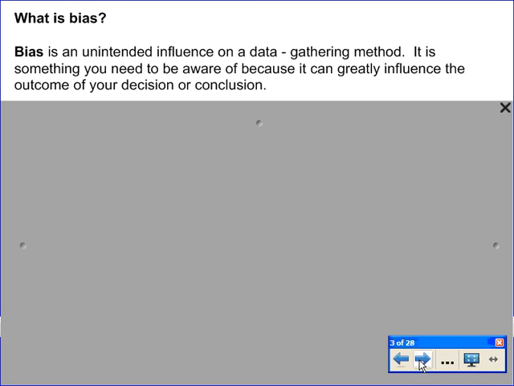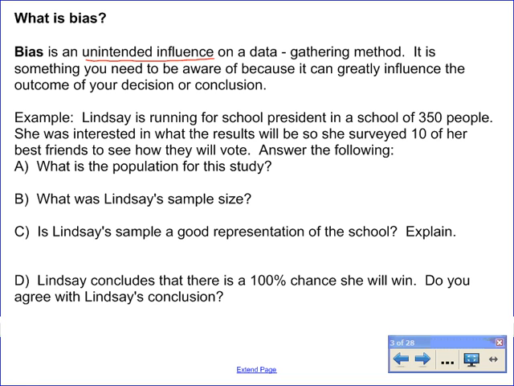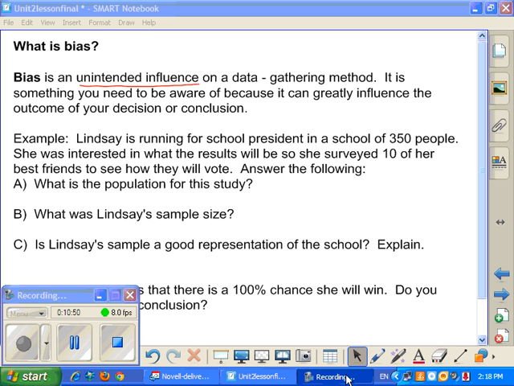So, what is bias? Bias is a very, very important topic here because this is one of the major things that you run into when you're looking at data. So what is bias? It's the unintended influence. So you may not realize that you're actually doing it, but it may have an influence on the people answering your survey. And we're going to talk about the different types of bias that exist. So bias is the unintended influence on data gathering methods. It's something you need to be aware of because it affects your conclusion if people are influenced by your answer or your question.